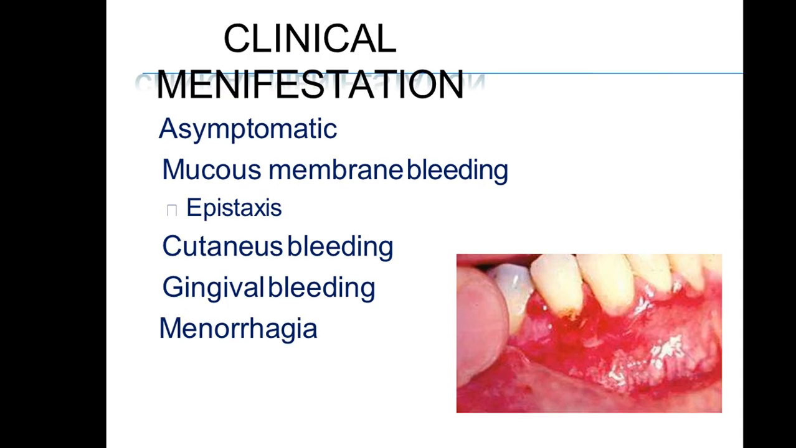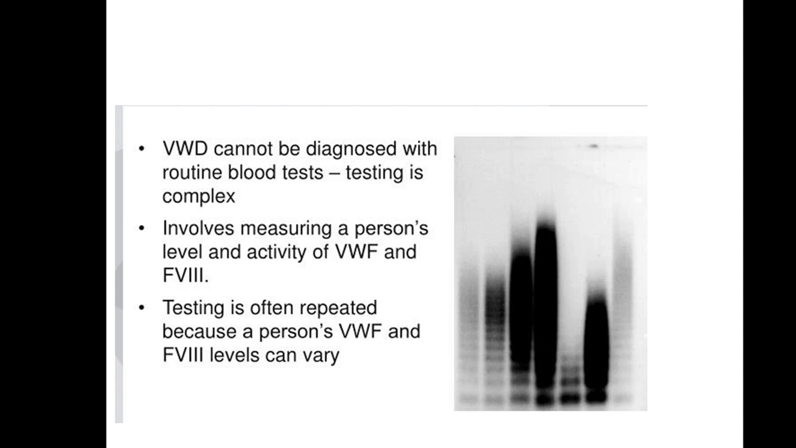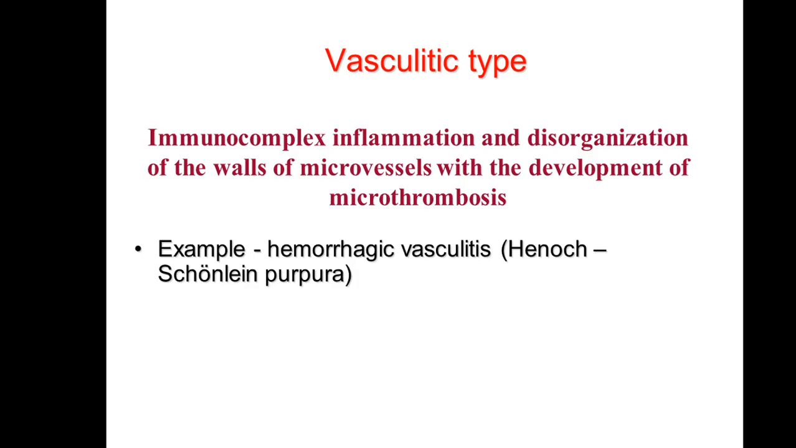Clinically it may be asymptomatic, but mostly occurs mucous membrane bleeding, epistaxis, and cutaneous bleeding, gingival bleeding, and menorrhagias. Von Willebrand disorder cannot be diagnosed with routine blood testing in complex. Of course, it involves measuring a person's level and activity of von Willebrand factor and factor 8. Testing is often repeated because in a person with von Willebrand disorder, factor 8 levels can vary.